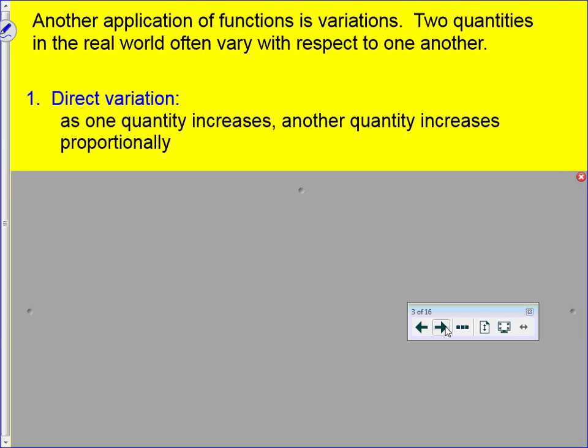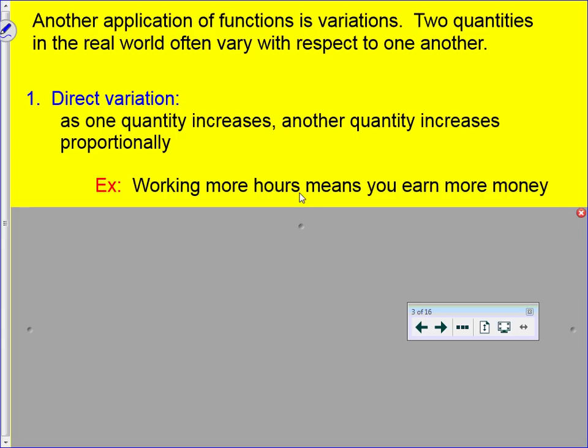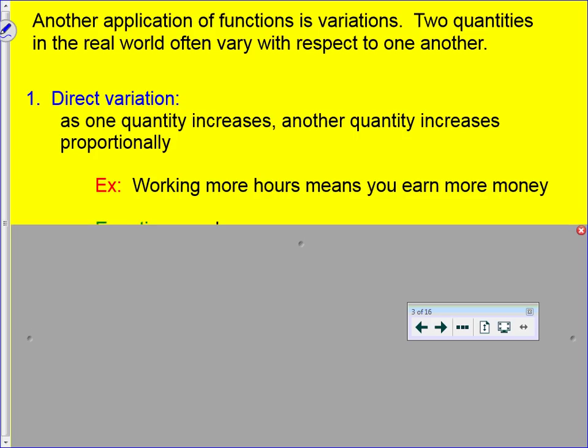Now, as we're actually looking at these two parts, the very first type of variation that we're going to study is something called direct variation. The actual definition for direct variation is as one quantity increases, another quantity increases proportionally. So that means as one thing gets bigger, another thing will get bigger at the same time. An example of this is if any of you have a job, the more hours that you work at that job means more money you are going to get. Both of the variables, x and y, would be going up as this scenario played out.